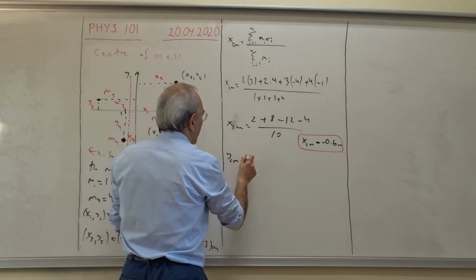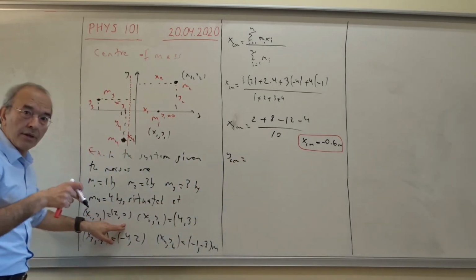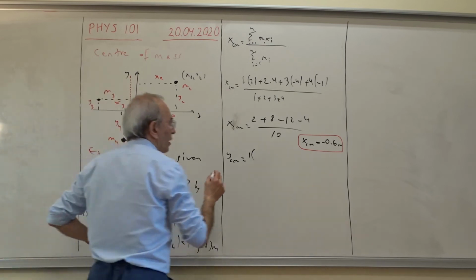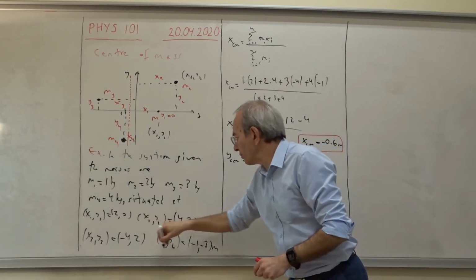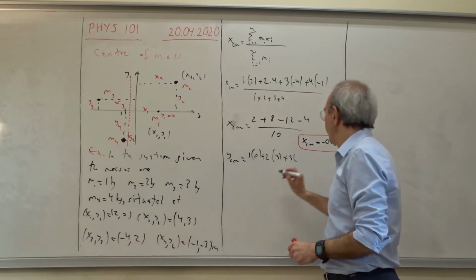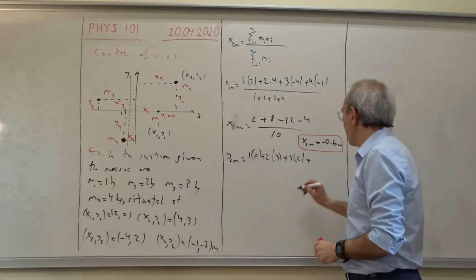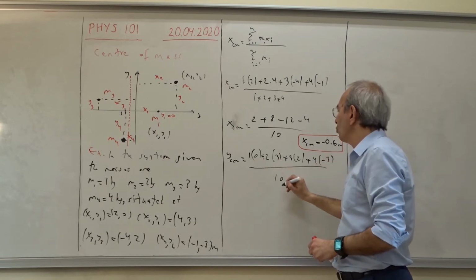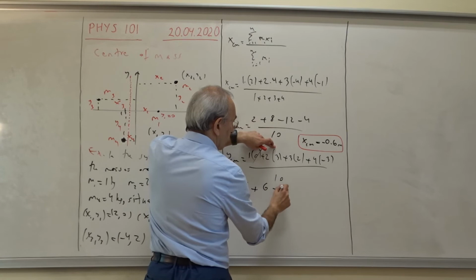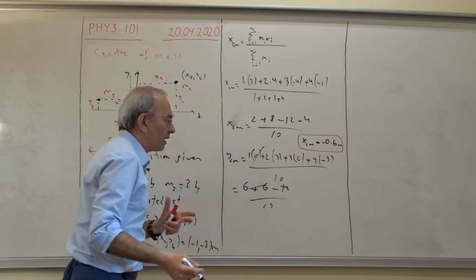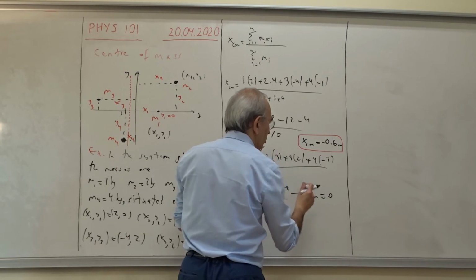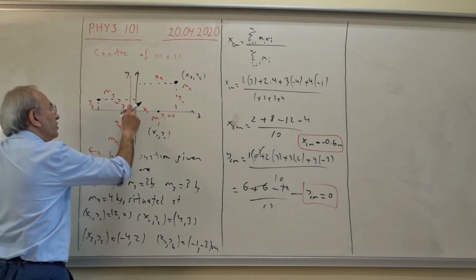So the y center of mass, again, we do it using now the y data. Mass 1 kilogram times its y value, which is 0: 1 times 0, plus 2 times, now we use the second coordinate, 3, plus 3 times second coordinate, 2, plus 4 times second coordinate, minus 3, divided by, again, the total mass, which is 10. This is 6 plus another 6 minus 12, divided by 10, so they cancel. By chance, it turns out to be 0. So that y center of mass turns out to be 0, just here.